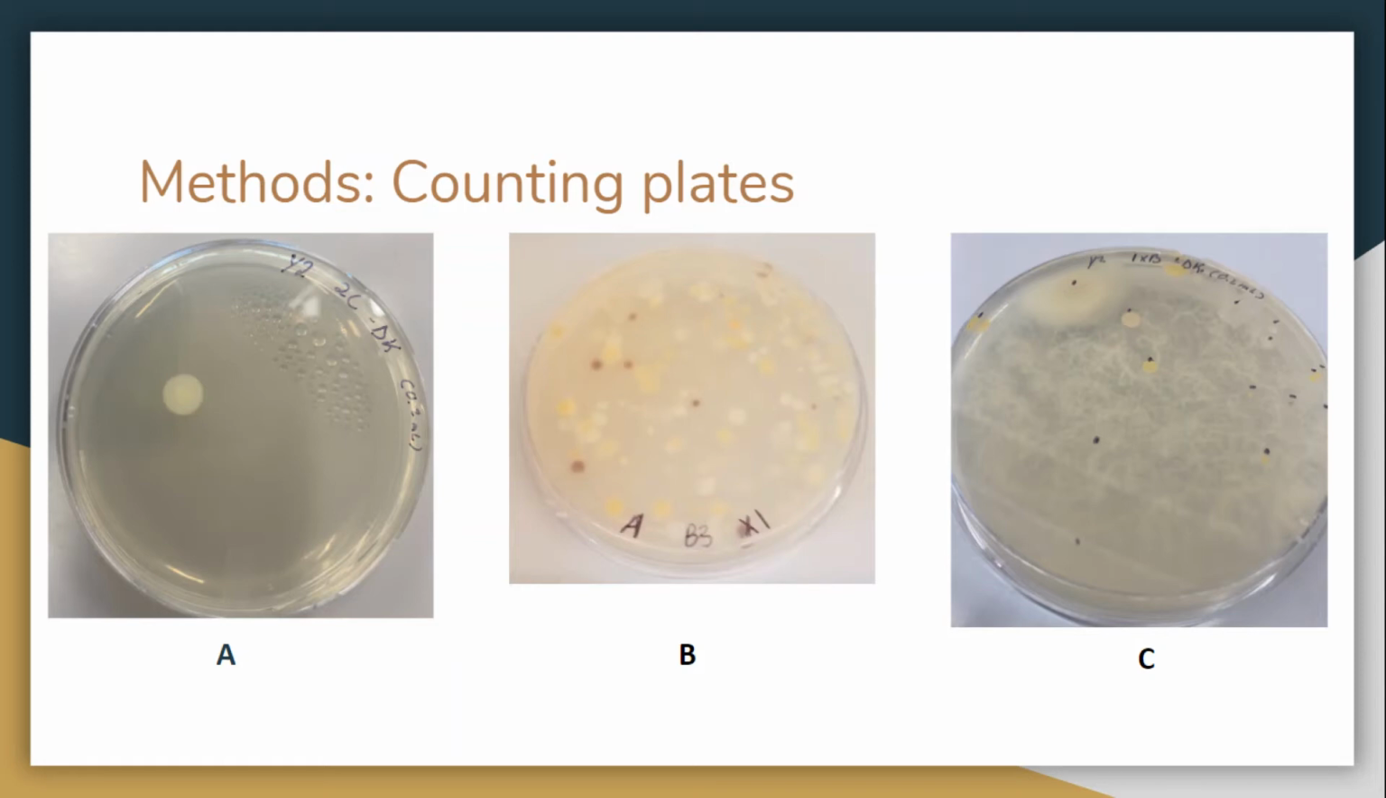Image C shows the presence of a spreader colony that has overtaken the majority of the plate, and also shows the technique of using a Sharpie to mark the individual colonies as they are counted.